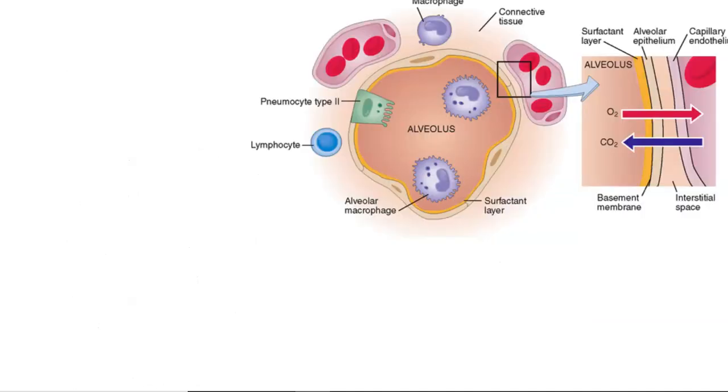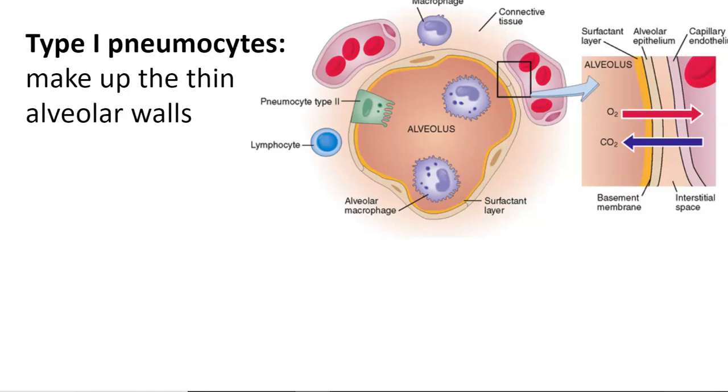So if we look more closely at alveolar structure, there's a few different kinds of cells that you should be familiar with. So the first one is your type 1 pneumatocytes. And they make up the thin layer of the alveolar walls. And they're going to allow for you to have this kind of exchange. So they're actually where that exchange takes place.